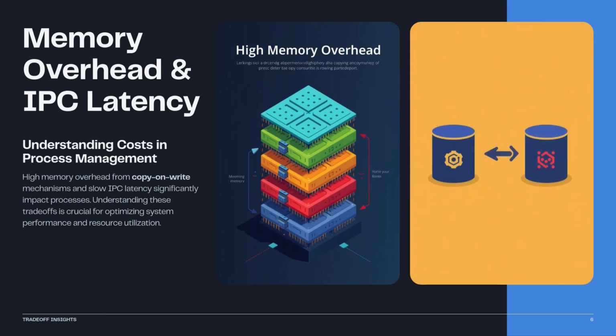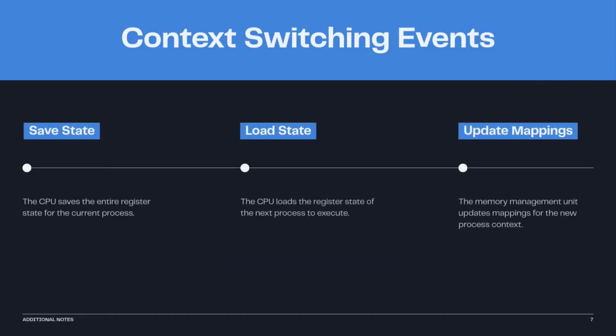But this isolation comes with trade-offs. Firstly, memory overhead. Each process demands its own complete stack, heap, and code segments. While copy-on-write can optimize initial sharing, any write incurs a full copy. Secondly, inter-process communication, or IPC, is slow. It requires system calls, kernel involvement, and often data serialization, akin to sending data over a network, not directly accessing memory.